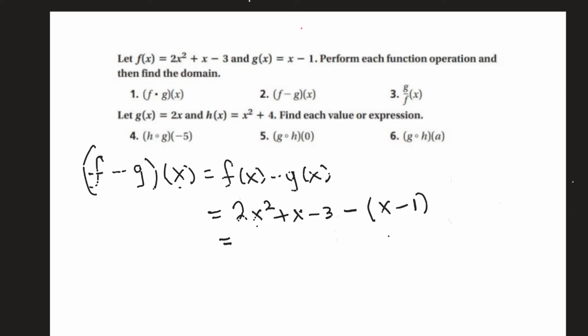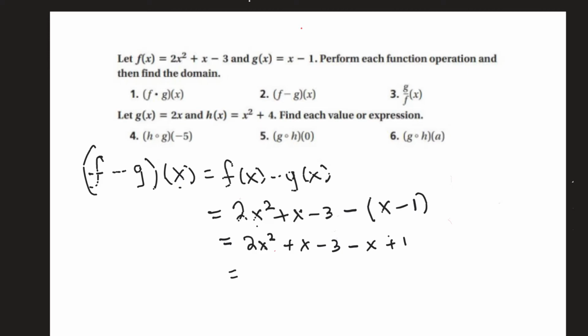So I have 2x squared plus x minus 3, then you have a minus x. Let me go ahead and erase this real quick so we can draw it nice and neat. So I have 2x squared plus x minus 3, and of course we have a minus x, and then we have a minus and a negative, so that's a positive 1.